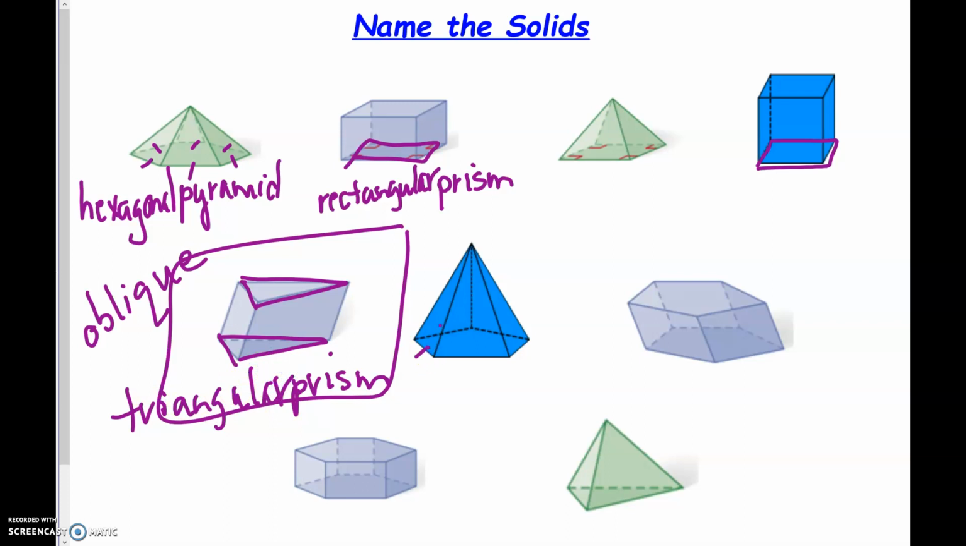All right, what do we have? 1, 2, 3, 4, 5. So this is a pentagonal pyramid. This next one again is oblique. We don't necessarily put that in the name, but it is oblique, and we've got 1, 2, 3, 4, 5 sides. So this is going to be a pentagonal prism. This one, 1, 2, 3, 4, 5, 6. So a hexagonal prism, and this is going to be a triangular pyramid.